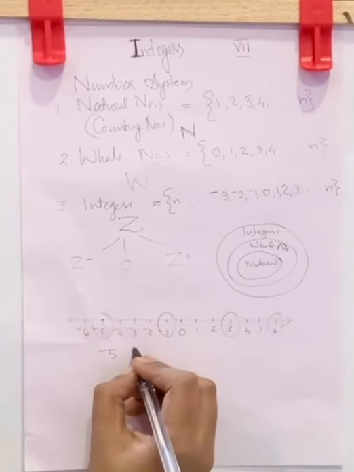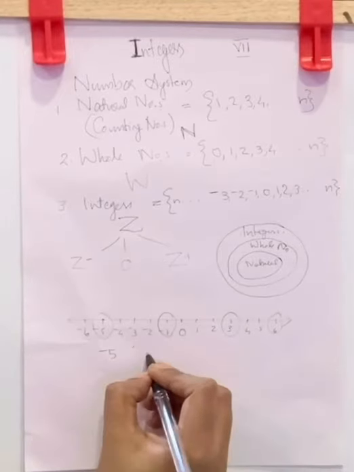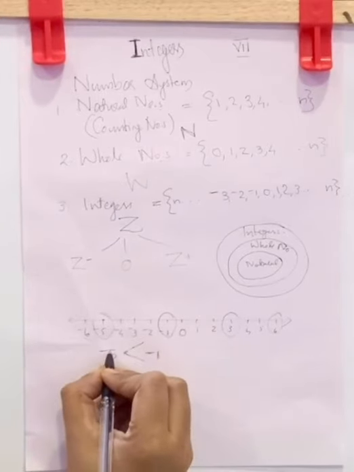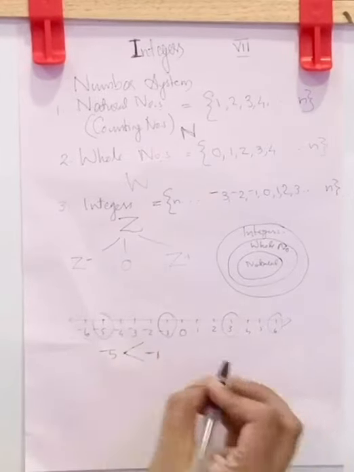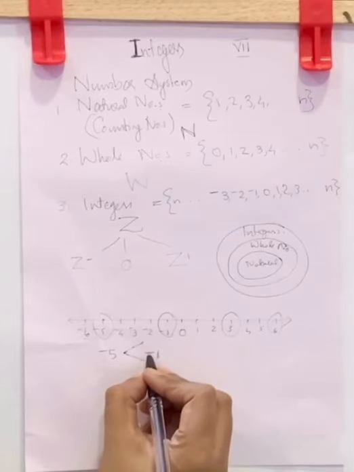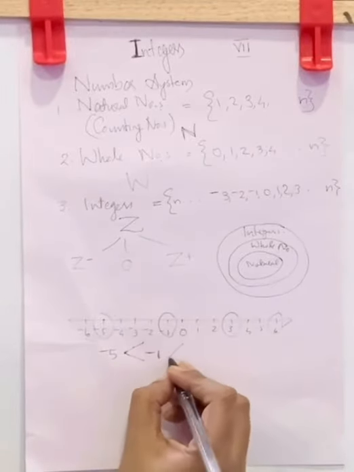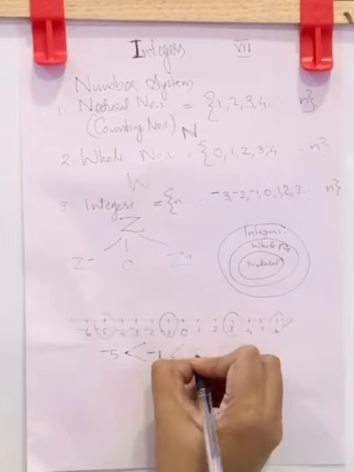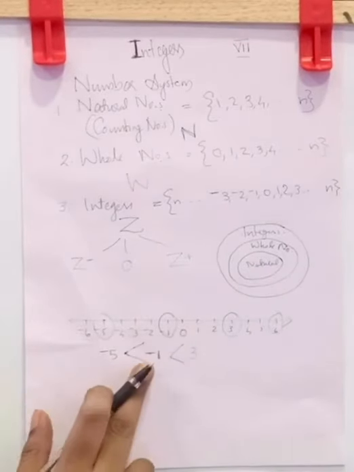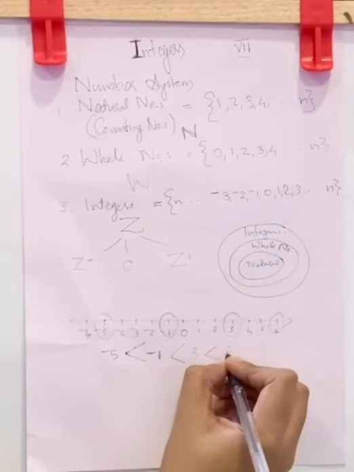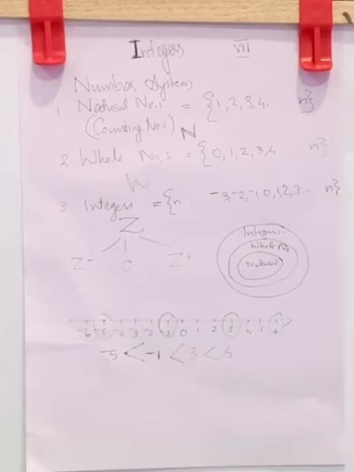Now -5 is less than -1. How will you write it? Like this, because the smaller number should be at the joining point, and at the opening part you write the greater number. Again -1 is less than 3. 3 is greater and -1 is smaller. Now 3 is less than 6. This is the ascending order: -5 is less than -1, less than 3, less than 6.